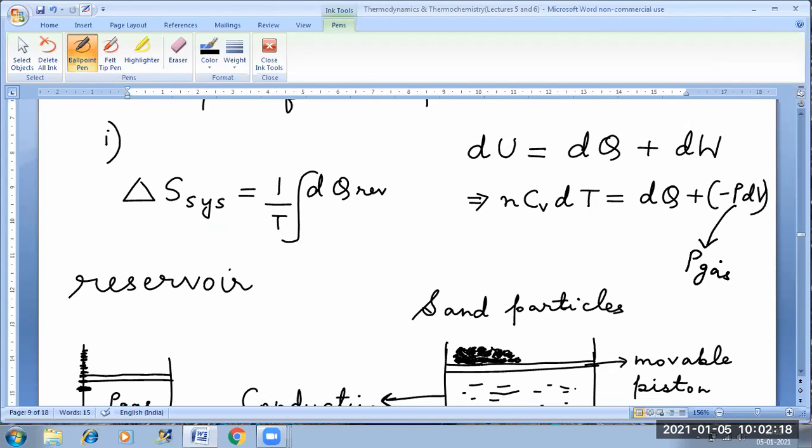As per the ideal gas equation, PV is equal to nRT. So P gas will be equal to nRT upon V. Correct? Any doubt in this portion? Okay.